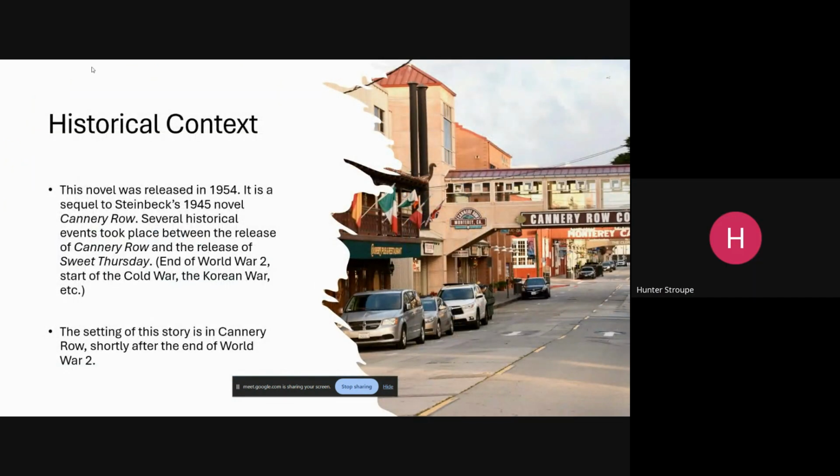For the historical context, I wrote that this novel was released in 1954. It is a sequel to Steinbeck's 1945 novel Cannery Row. Several historical events took place between the release of Cannery Row and the release of Sweet Thursday, such as the end of World War II, the start of the Cold War, the Korean War, and etc. The setting of the story takes place in Cannery Row shortly after the end of World War II.